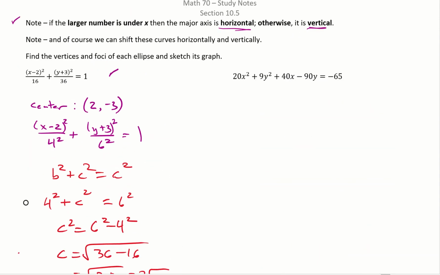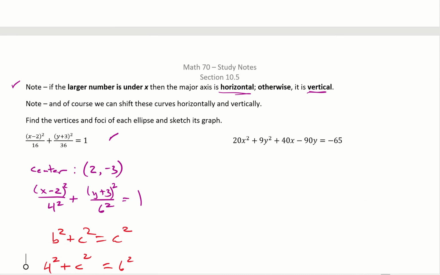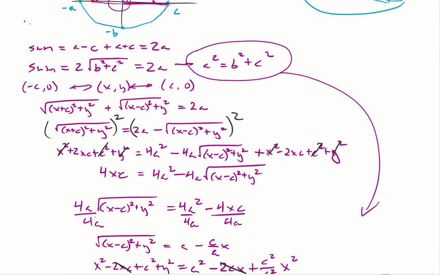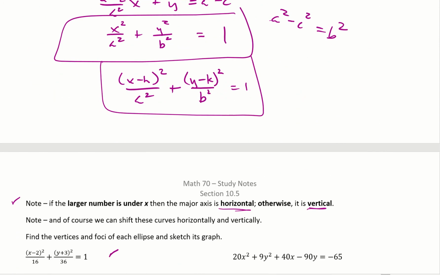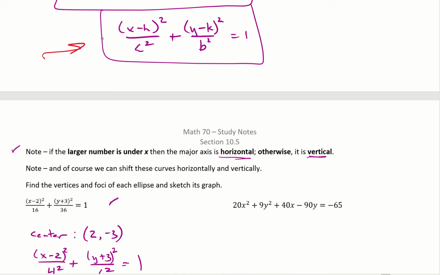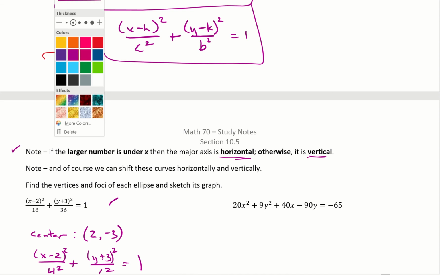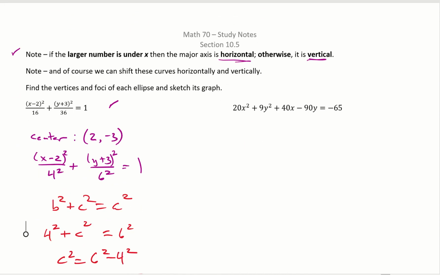All right, so here's one where you have to complete the square to get it in that form. After all this work up here, I feel we've earned the right to just simply put it in this form here and graph the darn thing. So let's do that. We separate the x squareds, put them together, plus 40x, and then plus 9y squared minus 90y, and then equals negative 65.